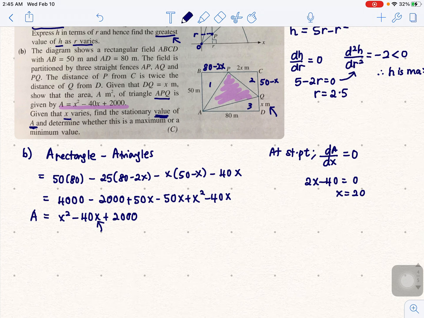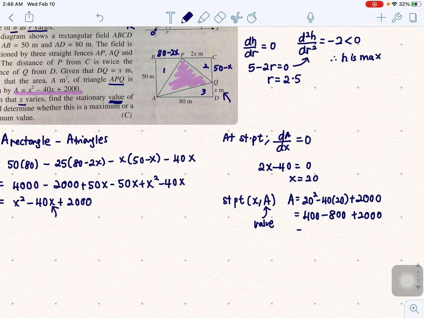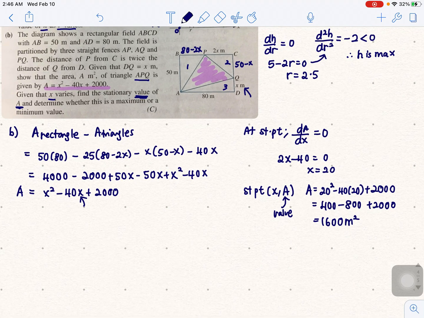Okay. And now I'm interested in the stationary value of A. At a stationary point, if you have x and here A, this is what we call the value. So they're asking you to find the value of A. So just substitute 20 squared. Okay, that's the area value.